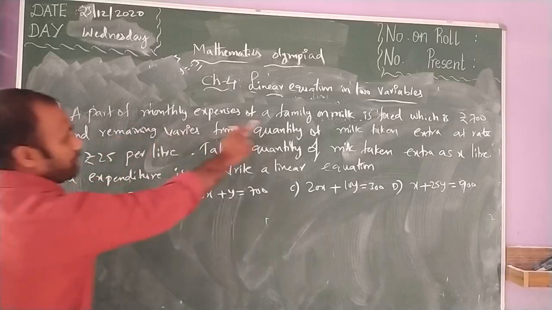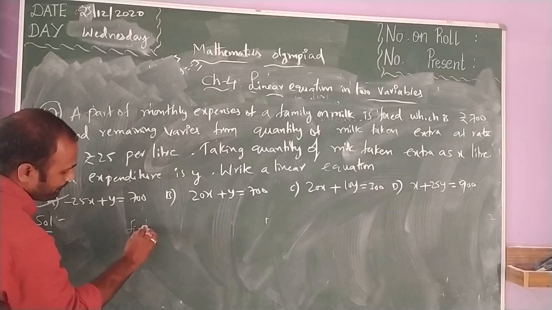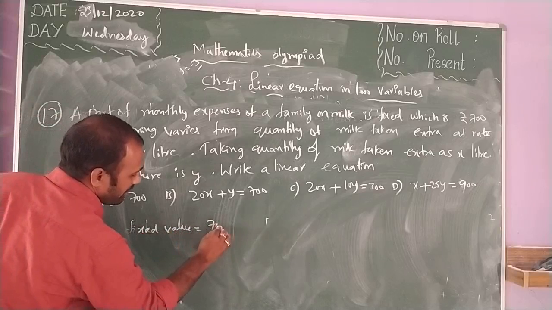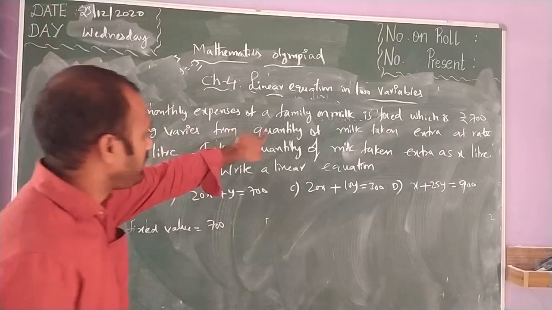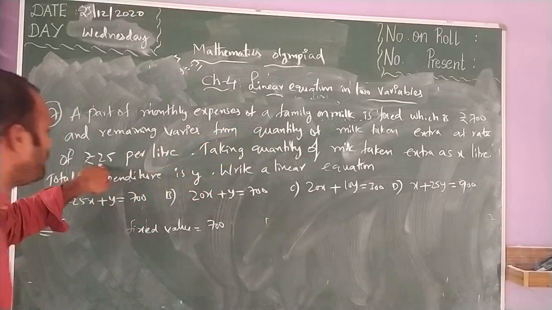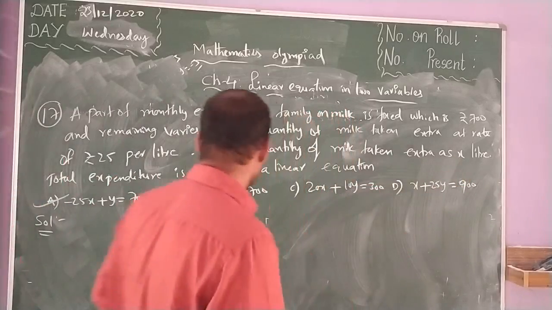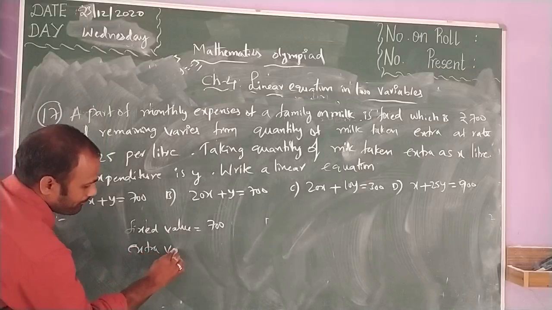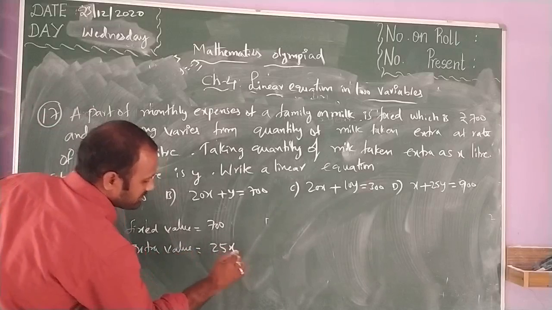So the fixed value is already given in the question, which is 700 rupees. Next, if you are taking more milk than that, then you have to pay 25 rupees per liter, and that quantity you have to denote by x. Extra value, that is 25.